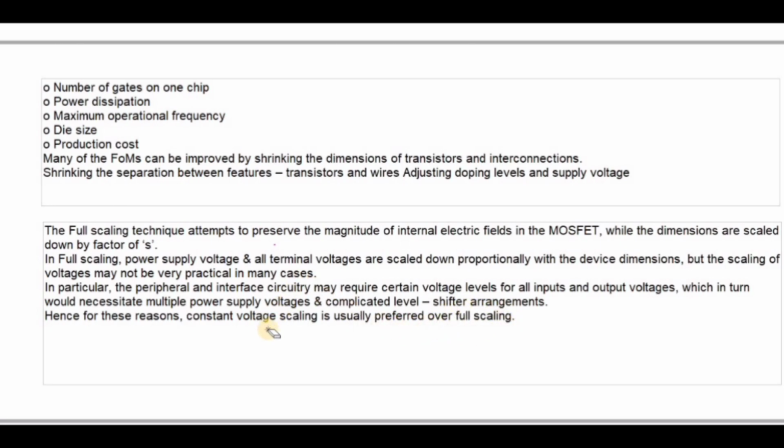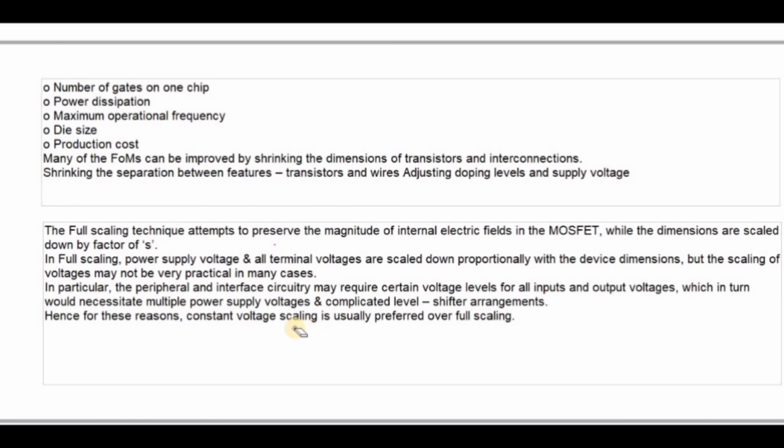So what they are saying is that in constant voltage scaling, the voltage is kept constant. In many cases the voltage should not get reduced. But in full scaling, they are scaling the voltage levels, which will result in complication in the circuit, and it may not be practical in many cases. So that is why they prefer constant voltage scaling over full scaling.